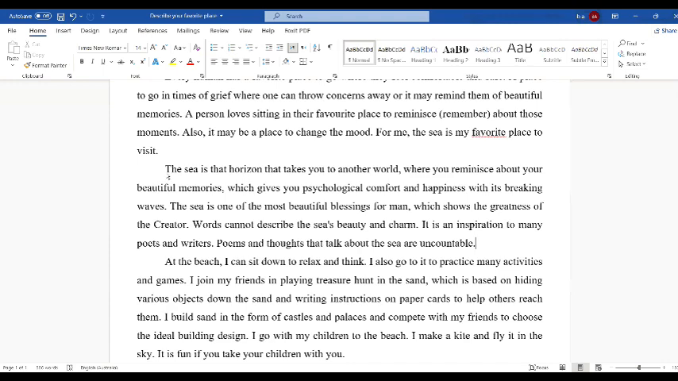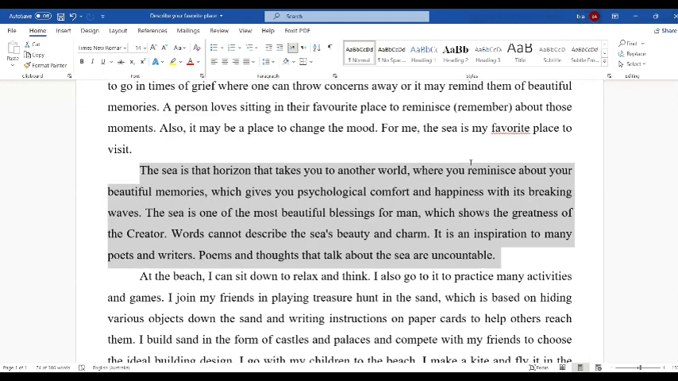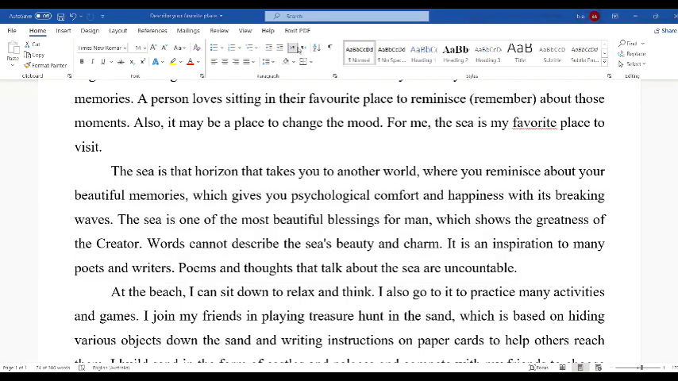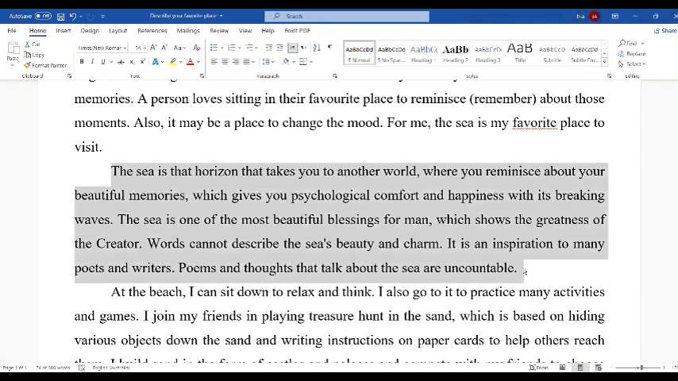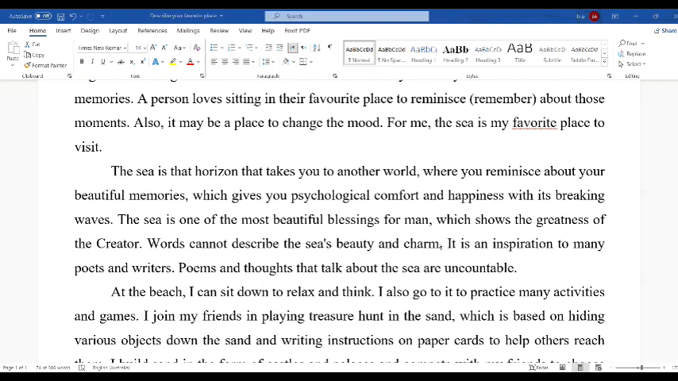Let's move to body paragraph number one. Yes, please, who can read? Yes, who can read body paragraph number one? Yes, who can read? أحمد، أمينة، إيهاب، yes, I can read. ميسون. Yes, ميسون. Go ahead, please.